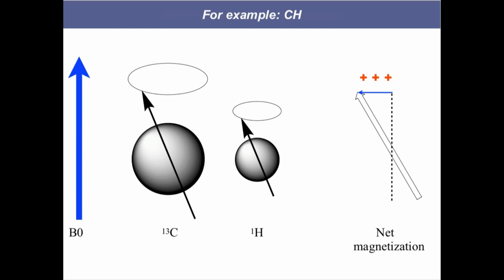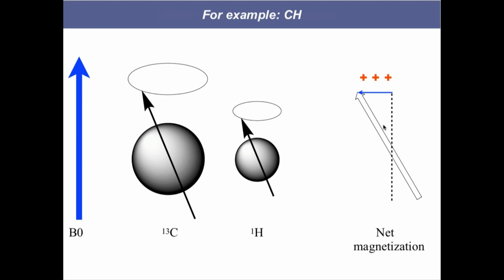Here's our magnetic field applied externally, our B0. Here's carbon-13 with its magnetic field. Here's hydrogen-1 with its magnetic field. But these precess at different rates in our magnet. Now, right now as drawn, they are both angled off to the side like this.